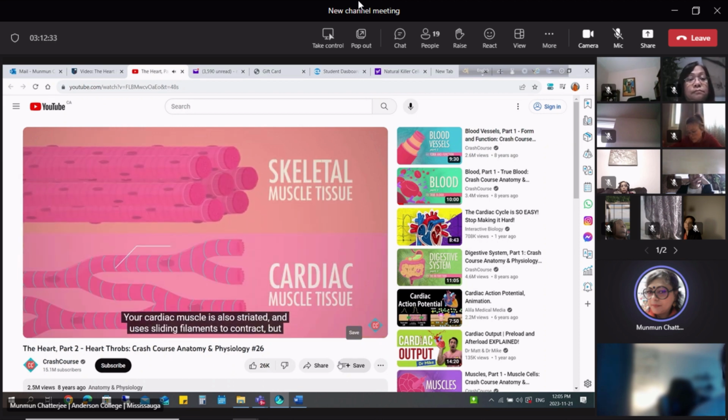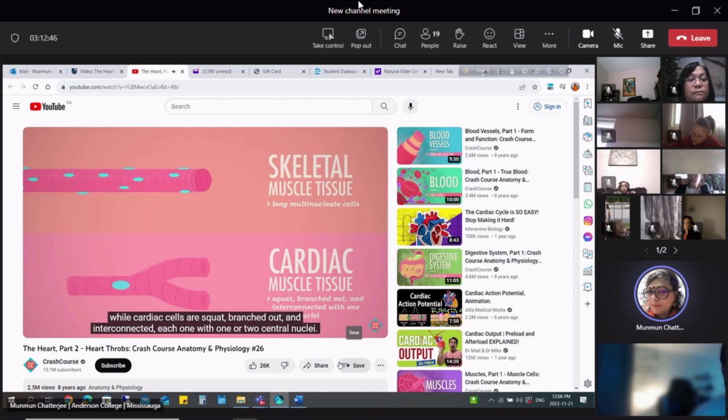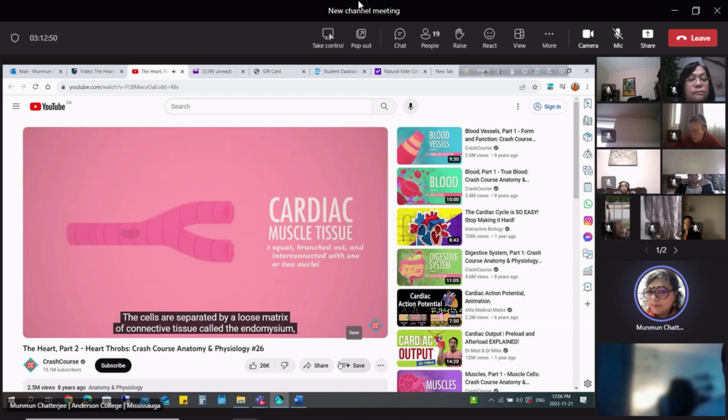Your cardiac muscle is also striated and uses sliding filaments to contract, but the similarities end there. For one, their cells look pretty different. Skeletal muscle tissue has long multinucleate cells, while cardiac cells are squat, branched out, and interconnected, each one with 1 or 2 central nuclei. The cells are separated by a loose matrix of connective tissue called the endomysium, which is chock full of capillaries to serve up a constant supply of oxygen.